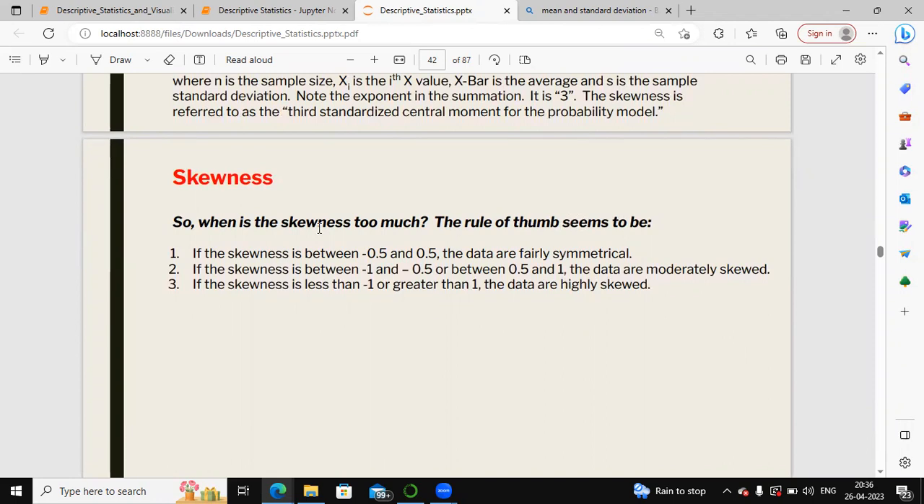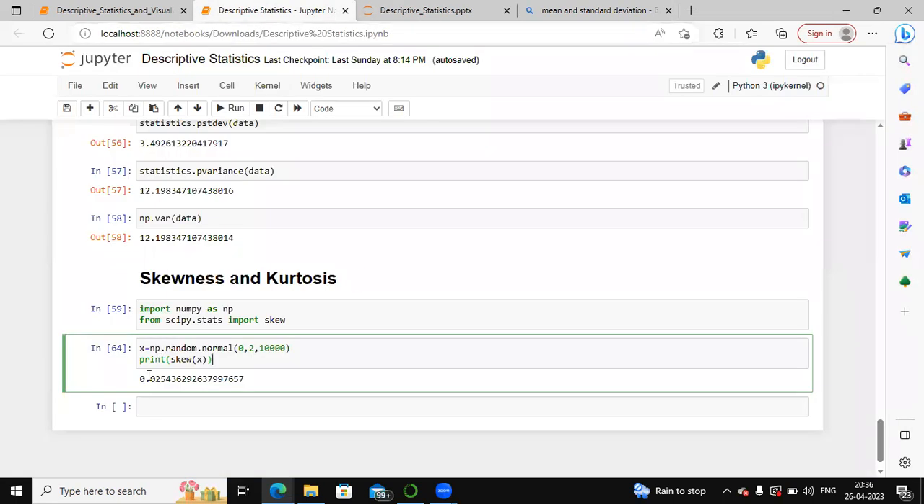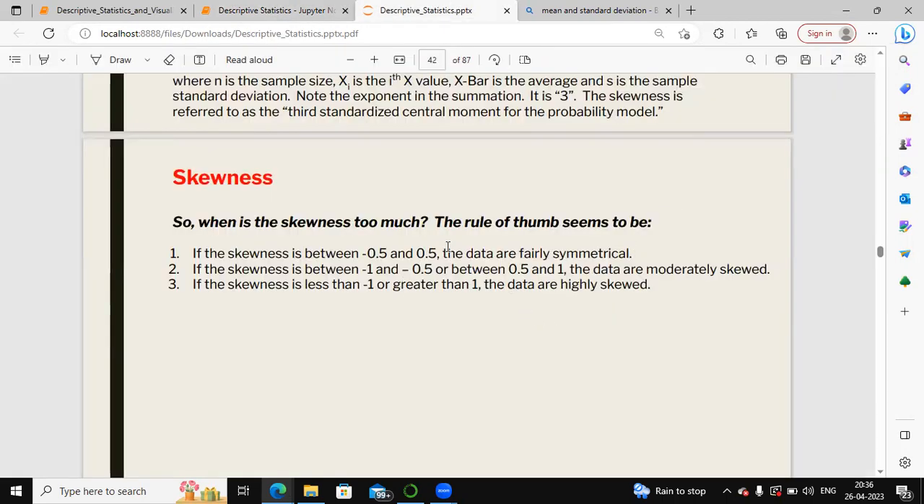Okay, the rule of thumb says that if the skewness is between -0.5 and 0.5, the data are fairly symmetrical. In our case, it's 0.02, which is symmetrical. And if the skewness is between -1 and -0.5, or between 0.5 and 1, the data is moderately skewed. And if the skewness is less than -1 or greater than 1, the data is highly skewed.